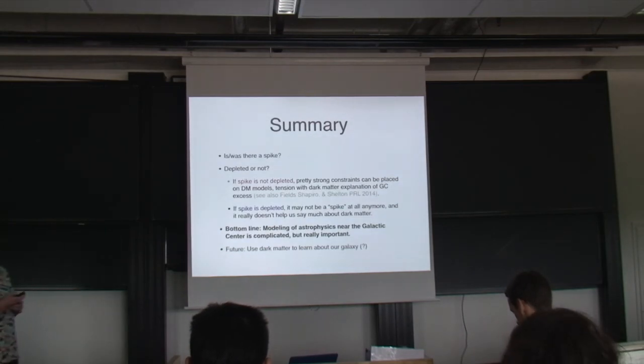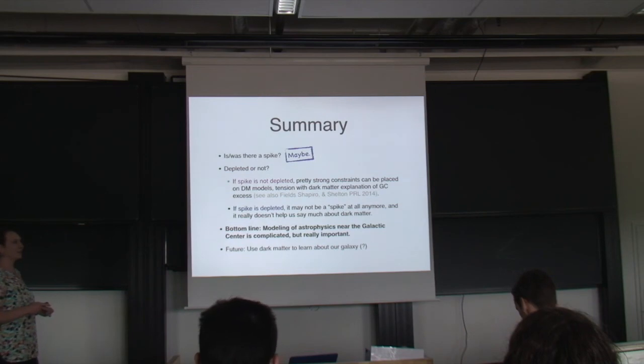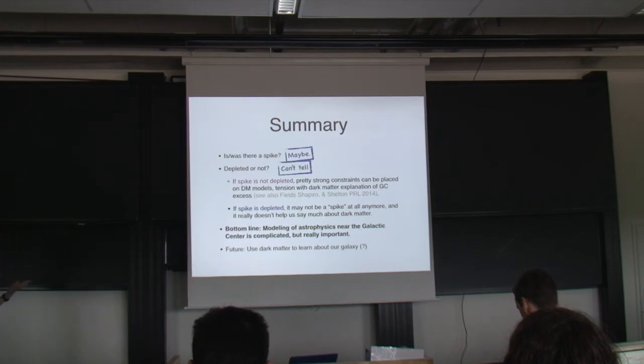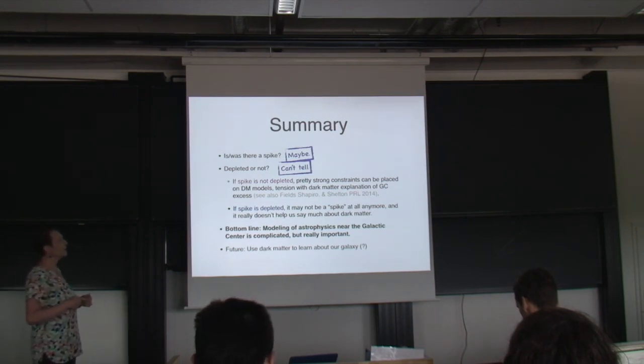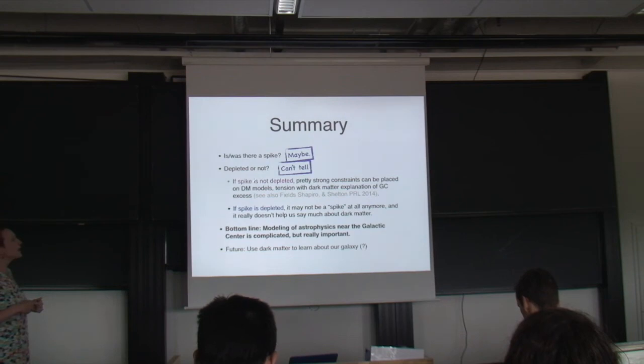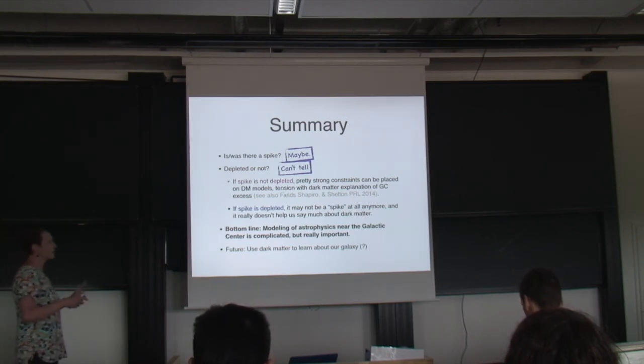Okay, so here is my very brief summary. Is or was there a spike? Maybe, I might say probably. Is it depleted? And if it's depleted, how much is it depleted? We really, at this point, cannot tell at all. But if it's depleted, then you get pretty strong constraints on dark matter models. If it's not depleted, you get pretty strong constraints on dark matter models and tension with the dark matter explanation of the galactic center excess.